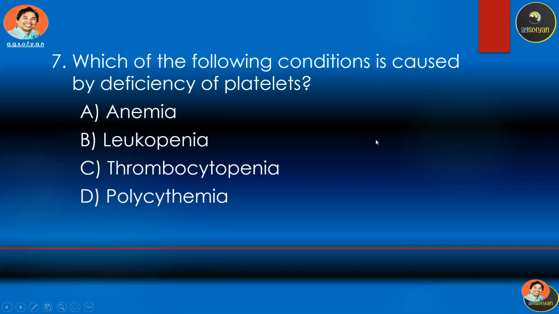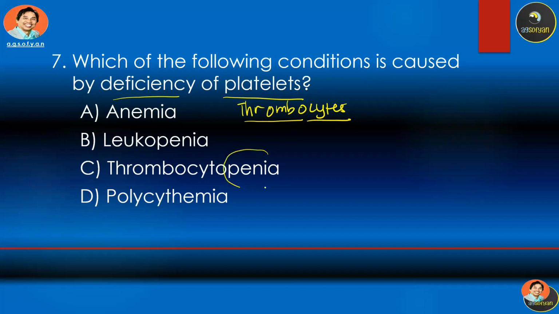Okay, next, which of the following conditions is caused by deficiency of platelets? Choose your answer. Now, just make sure you know that the scientific name for platelet is thrombocyte. Cyte means cell, thrombo means platelet. And deficiency or low concentration is penia. So it's going to be this one over here, thrombocytopenia.